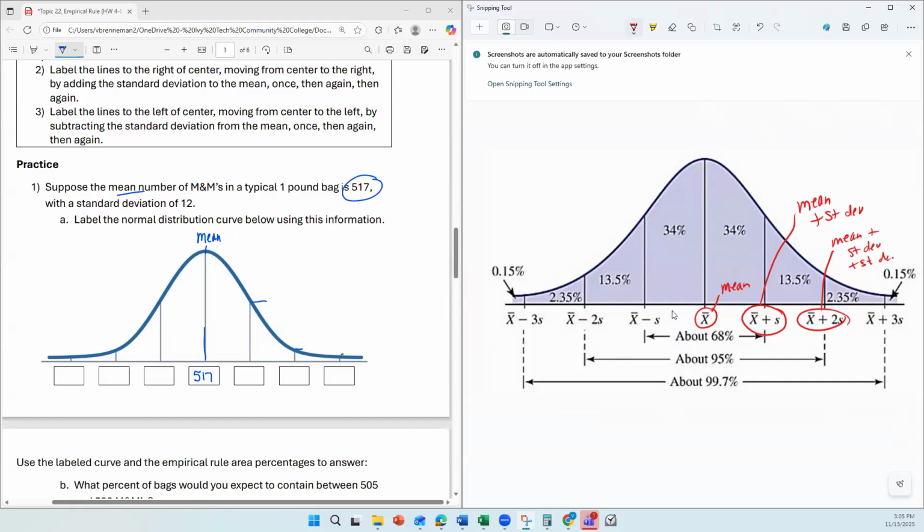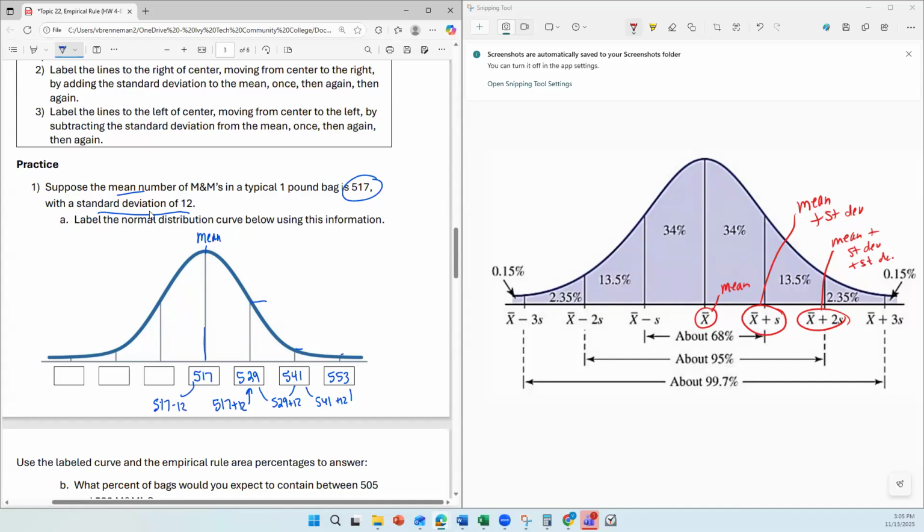From the mean, I'm going to work my way to the right. I'm going to add the standard deviation, 12. So I'm adding 12. 517 plus 12 is 529. Then 529 plus 12 is 541. And then 541 plus 12 is 553.